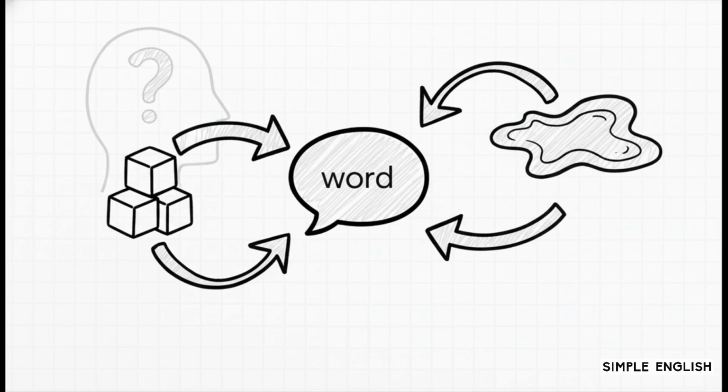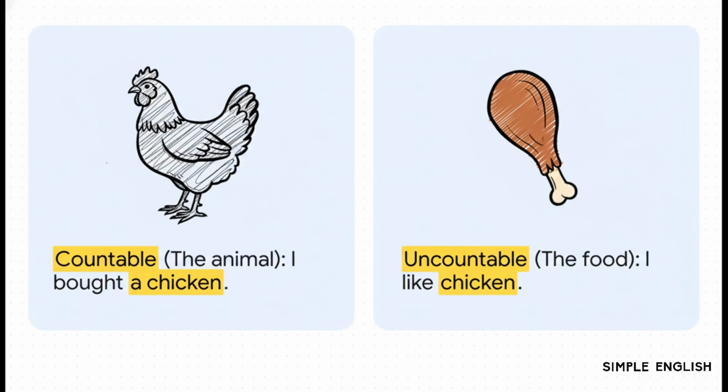All right, just when you think you've got it all figured out, here comes the plot twist. Some words can actually be both countable and uncountable. The secret to knowing which is which? It's all about context. It completely depends on what you mean by the word. Let's take the word chicken. If you say, I bought a chicken, you're talking about the whole animal, right? You can count that. 1 chicken, 2 chickens. But if you say, I like chicken, you're talking about the meat on your plate, which we think of as a mass. So it's uncountable. See how the meaning changes the rule?